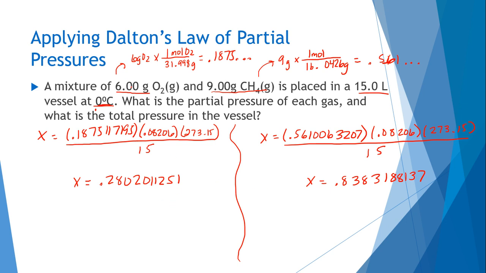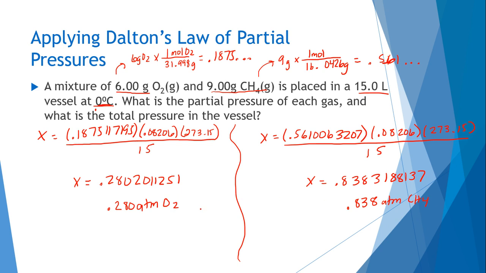And then now we have to make sure that we're rounding to the proper number of sig figs. So note here, this one has 3, 3, 3. So we want our answer to have 3 sig figs. So here we have 0.280, and this is going to be pressure. So remember, pressure is ATM, and I did this one for my oxygen gas. Over here, we want 3 sig figs, so 838. And this is ATM because we're finding pressure. And then this one was my methane gas.